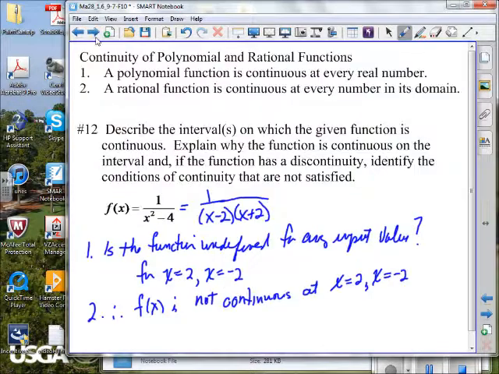Okay, so we went through a few examples. We know that polynomial functions are continuous everywhere, so if it's polynomial, you really don't have to go through those three conditions. Just tell me it's polynomial. I know it's continuous then.